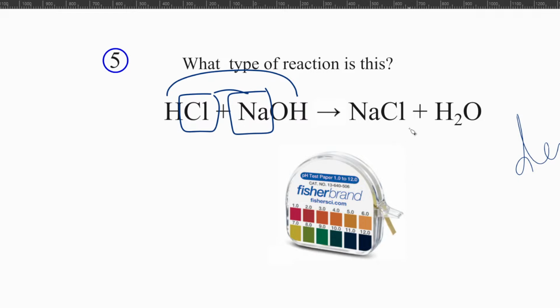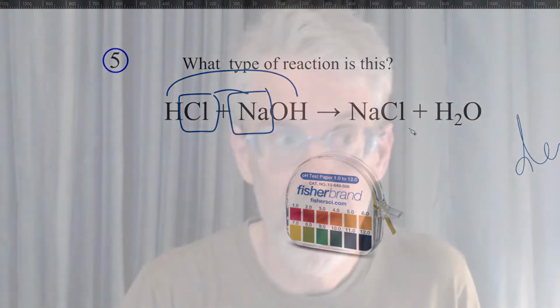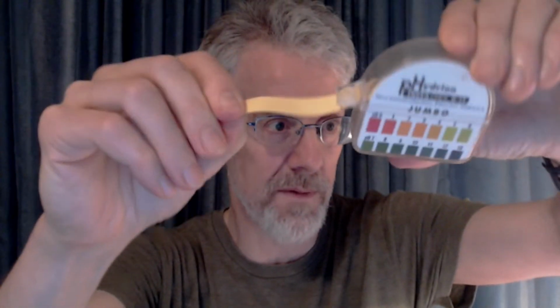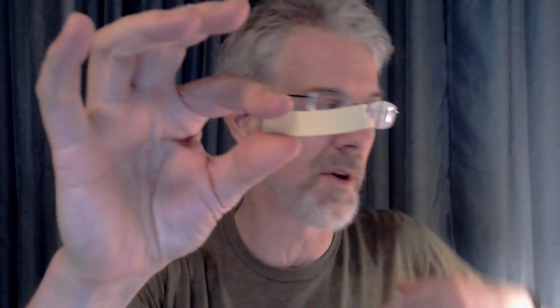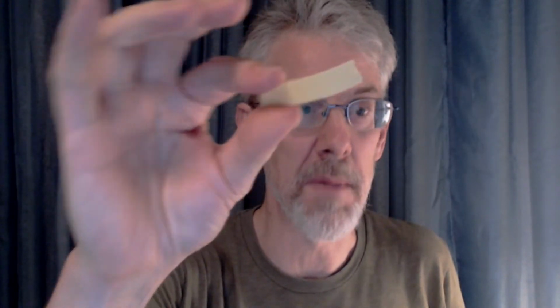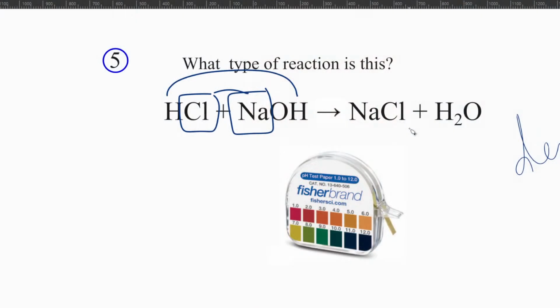So what I'm going to do is, let me jump over here. I've got my pH paper. I'm going to take a piece of it off here like this, and I'm going to put HCl on one side and sodium hydroxide on the other, and I want to see what happens when they meet. Think about that. What happens when those two things meet together? So I got to move my camera again.